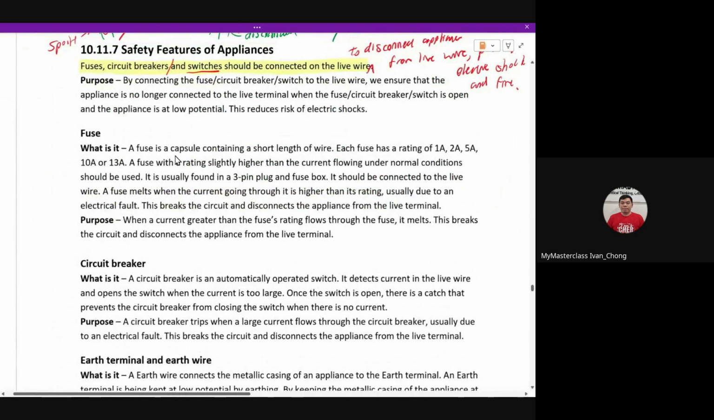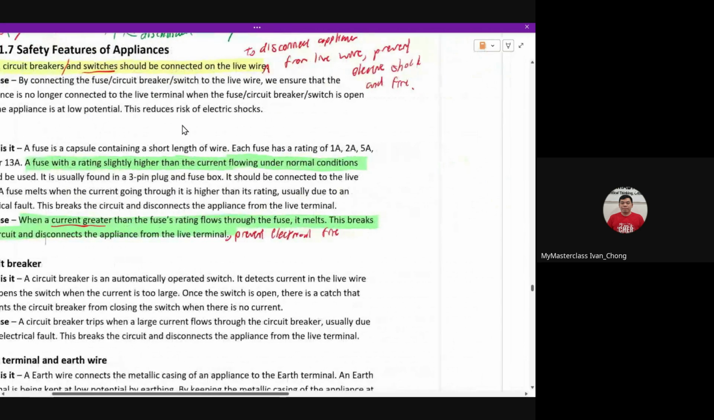Now, next part over here, we want to talk about what is a fuse. A fuse basically is a safety feature. You want to use a fuse rating that's slightly higher than the current flowing through. How does it work? Current flows through, it melts, disconnects, and then you prevent electrical fire. Because what does a fuse do? It actually prevents high current.